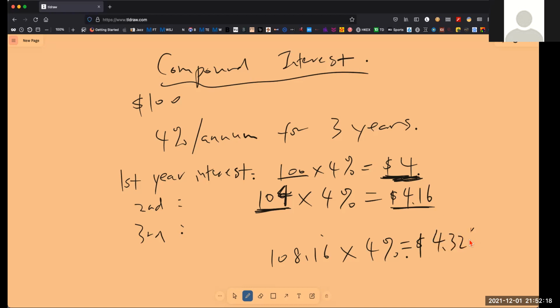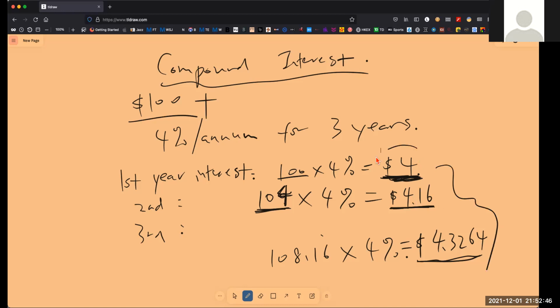$4.3264. Very nice. I don't want to round off my answer now; I will round off for the final answer. So basically, the first year you get $4 as interest, the second year you get 4.16 as interest, and the third year you are going to get 4.3264 as interest. After 3 years, because of compound interest, you start with 100, you are going to add these 3 up.